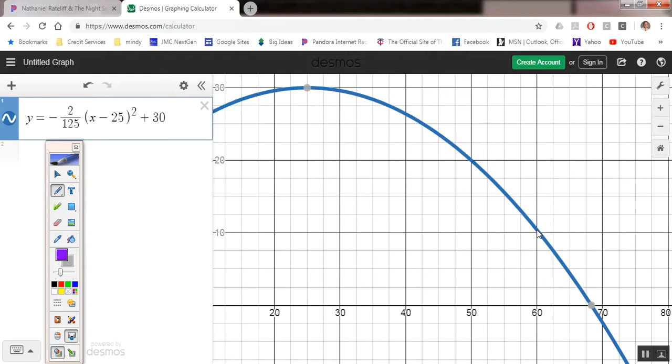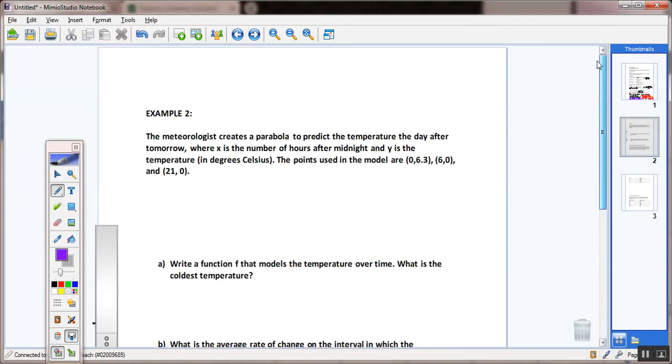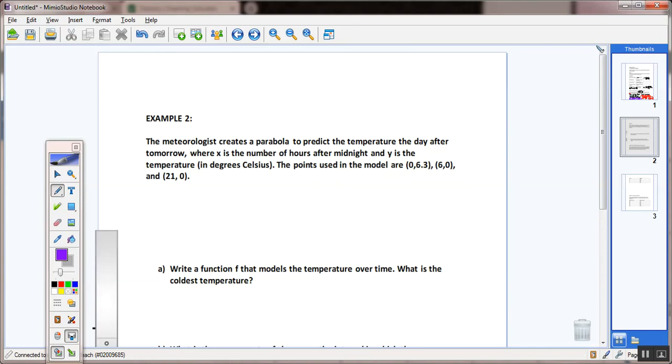Let's see if we can move on to this next page and see where we're at. Example number 2 up top. How about a volunteer to read this for me? The meteorologist creates a parabola to predict the temperature the day after tomorrow, where x is the number of hours after midnight and y is the temperature in degrees Celsius. The points used in the model are (0, 6.3), (6, 0), and (21, 0).